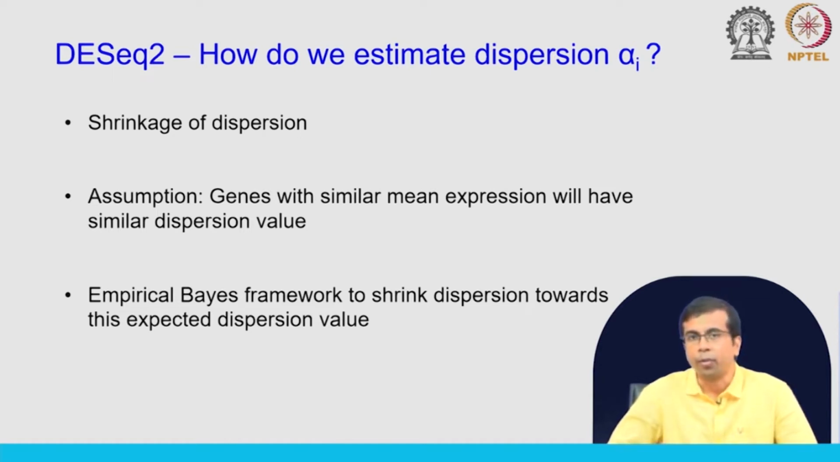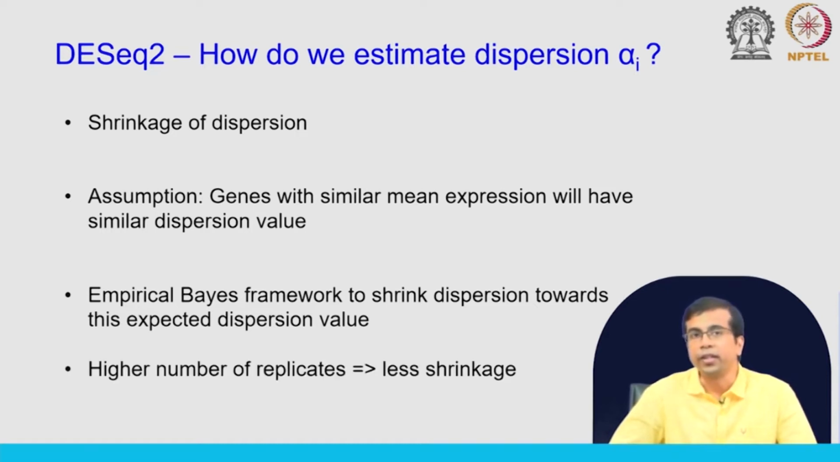Okay. So, what this model does is assume genes that have similar mean expression should also have similar dispersion value, because we are talking about within-replicate measurements. So, there is no reason why the dispersion value should be different. And then it uses this framework to shrink the dispersion towards this expected dispersion value, and this shrinkage is dependent on the number of replicates. So, if there is a higher number of replicates, it means there will be less shrinkage, right.